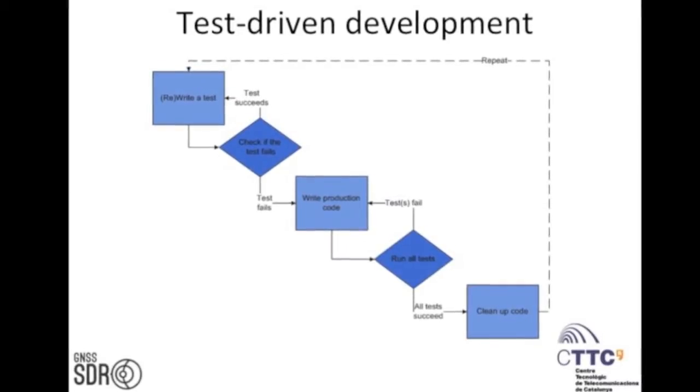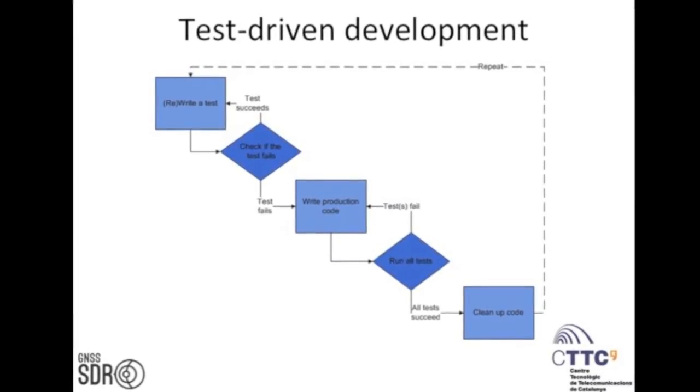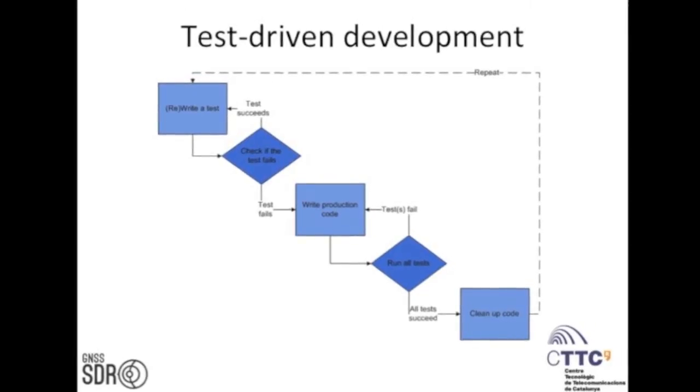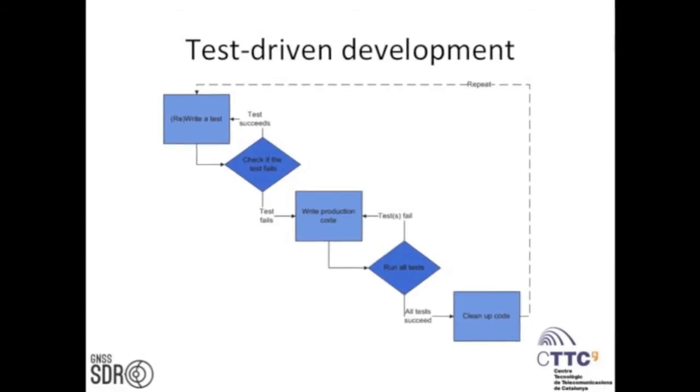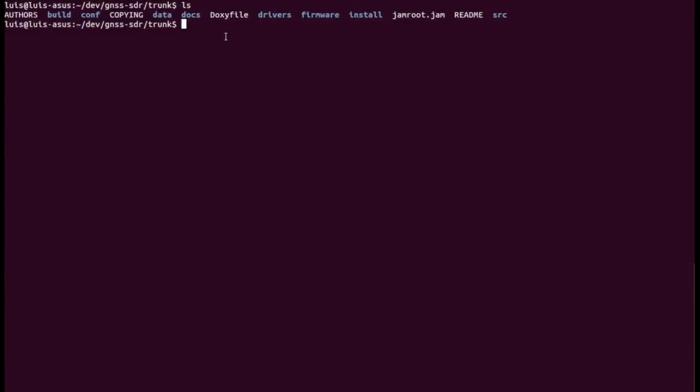During the Google Summer of Code 2012, we have developed more than 40 tests for most of the GNSS-SDR blocks. To execute these tests, after compiling the software, go to the install directory and write run_tests.